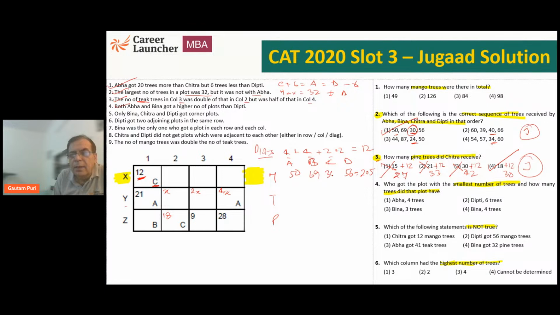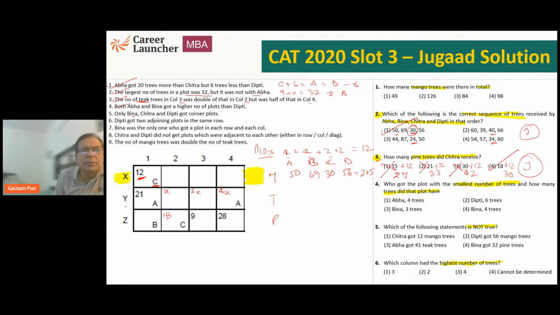30 and 56. Right? 2 questions solved. Okay. Now, what else do we have? How many mango trees are there in total? Okay. चलो आगे चलते हैं.